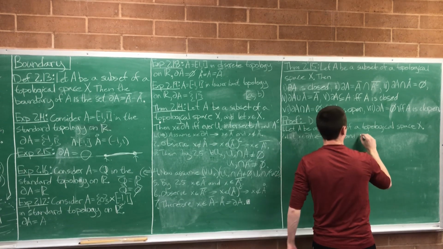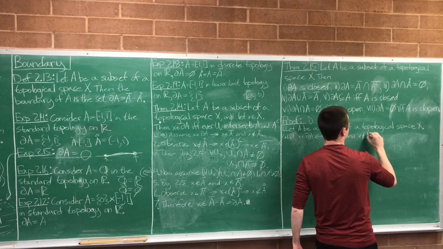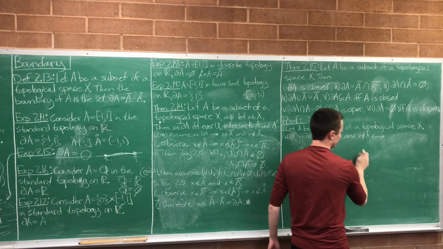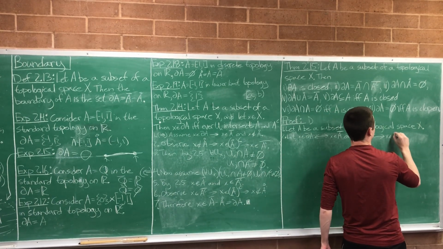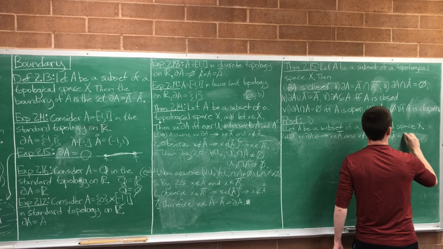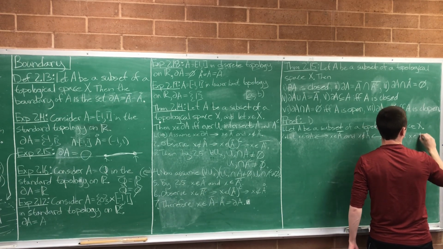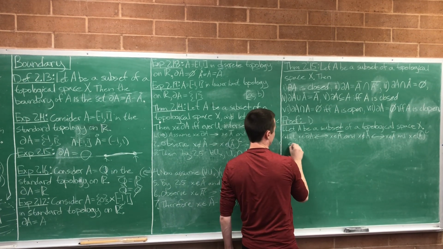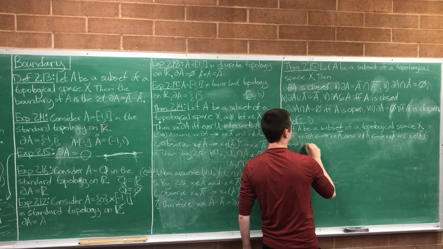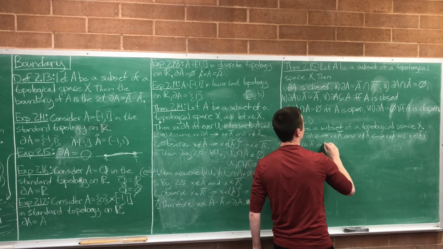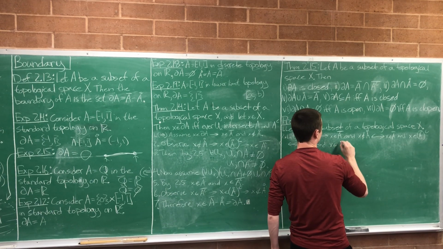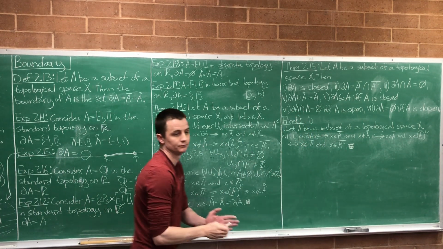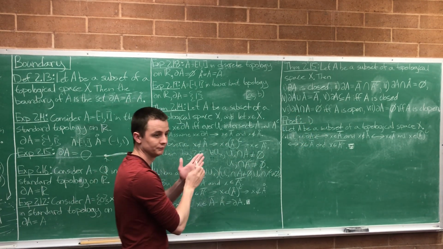and x is not in A interior, right? But that's logically equivalent to, you obviously know what I'm going to do here, x is in A closure and x is in A interior complement, which is the exact same thing as x is in A closure and x is in A complement closure. Now we're done. Right? Make sense? Okay.